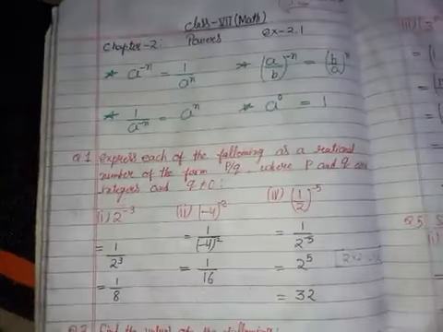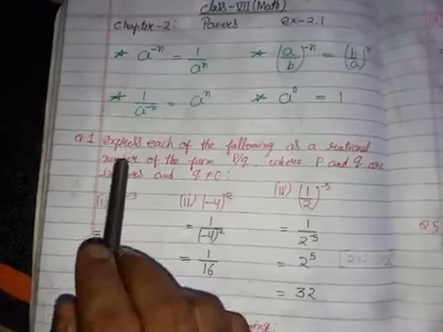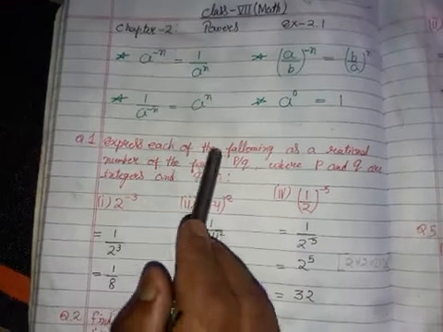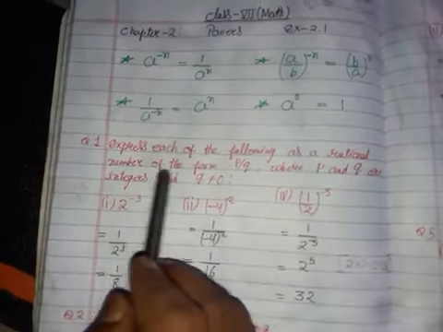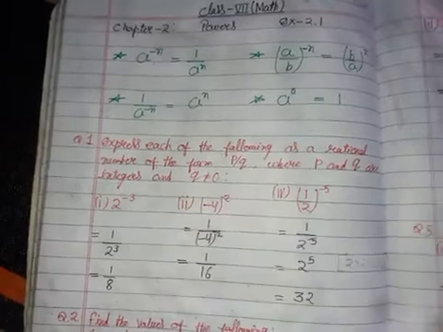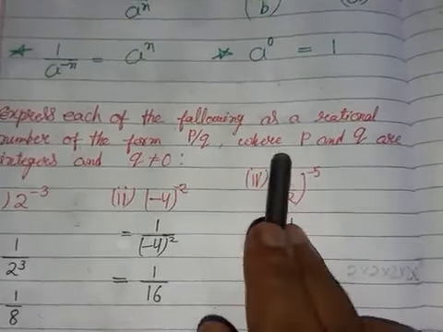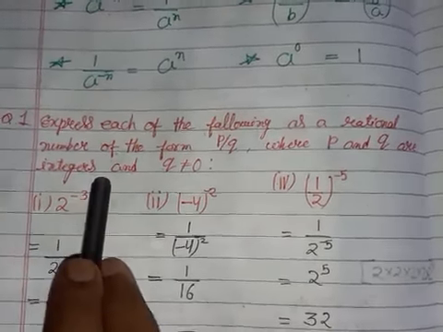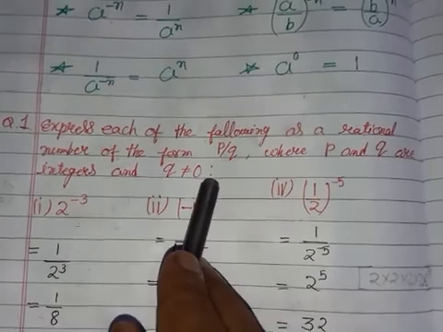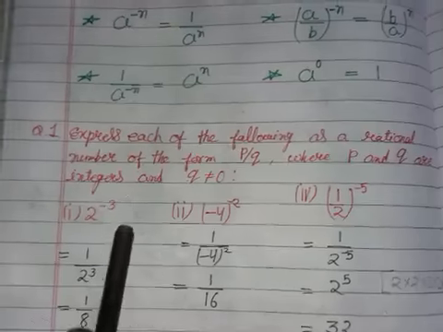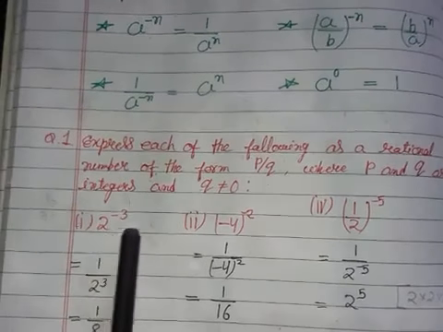So what is the first question? We do one by one. Express each of the following as a rational number of the form p by q, where p and q are integers and q is not equal to 0. So what is the first question? 2 to the power minus 3.